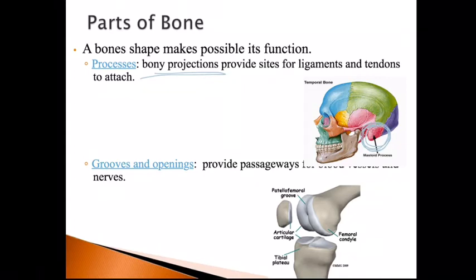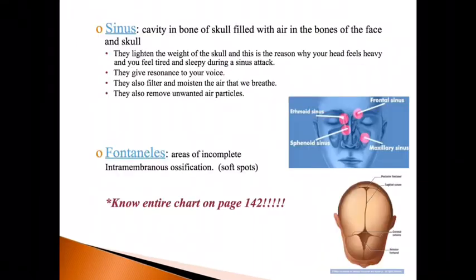We also have grooves and openings. These grooves and openings provide passageways for nerves and tendons and blood vessels to work through. So if we look through here, we can see that there's a patellofemoral groove. That's where the patella sits inside the femur right there. There's a groove, and it allows for the patella to move back and forth freely.